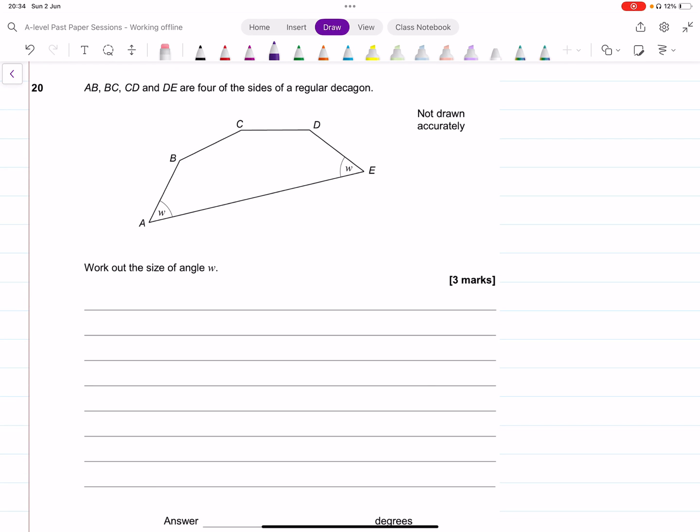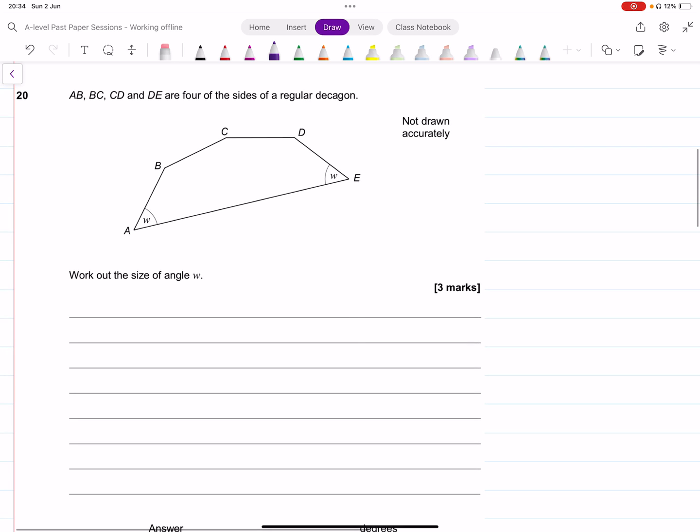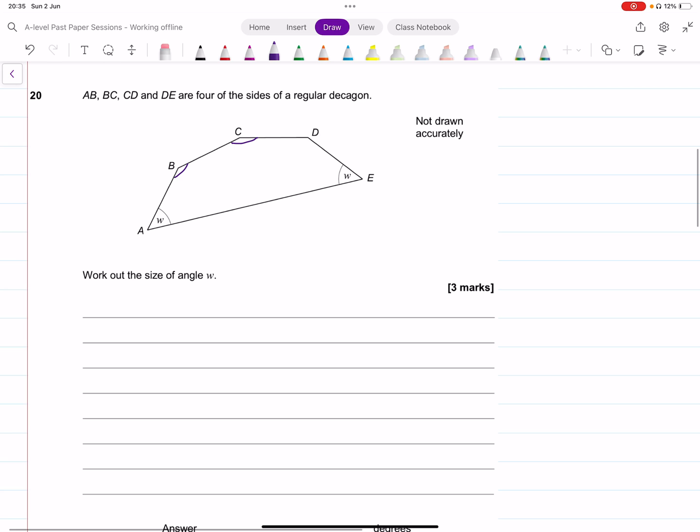A, B, B, C, C, D, and D, E are four sides of a regular decagon. Regular decagon. Decagon is a 10-sided figure. Regular means all the sides are equal, all the angles are equal. Work out the size of angle W. Okay, now how do we think about this? These are sides of a regular decagon. Can we find these angles somehow? Let's figure that out.